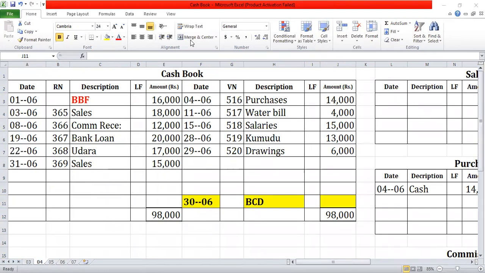Balance carried down is 46,000. Don't forget to write this as well if you like. On the next month, that means 1st of July, the balance brought forward is going to be 46,000 rupees.